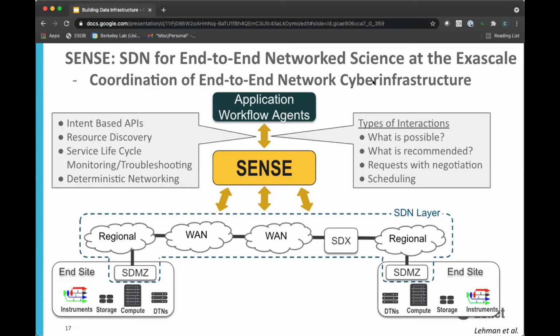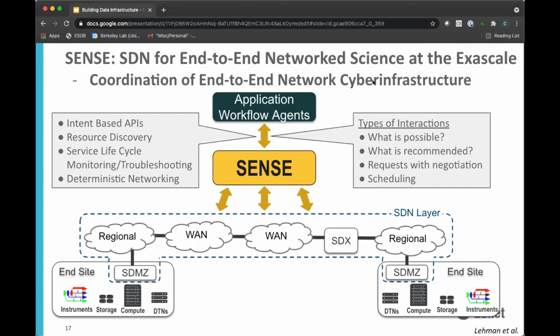And so to overcome that, the idea is that, if you are able to coordinate with the network or resources that you need to use for your pipeline, all of a sudden you have these guarantees that allow you to run a workflow with a much higher tolerance because you have these guarantees. And so that was the motivation behind this software that we wrote. So it's called Sense, SDN for end-to-end network science at the exascale.